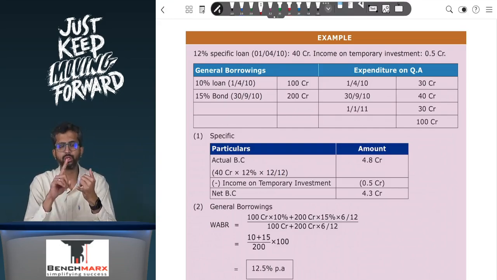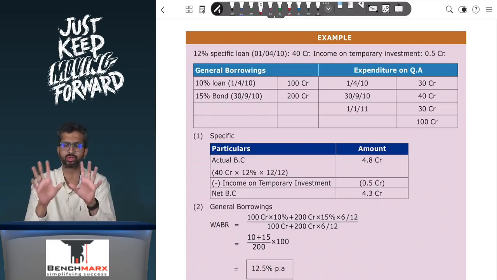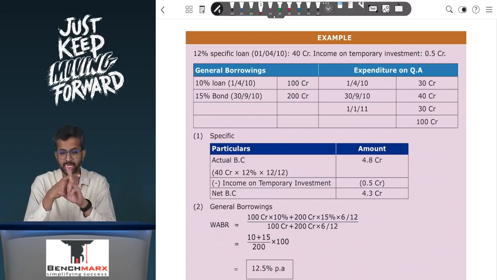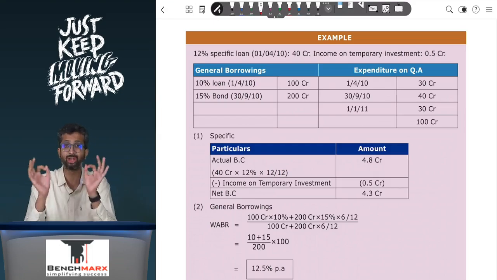First, you will look at borrowing cost from specific borrowings. That is your actual borrowing cost less income on temporary investment, if any. That amount has to be capitalized. Second, you will calculate the capitalization rate, also called a weighted average borrowing rate, as the actual interest in the numerator divided by the total borrowings in the denominator. If the borrowings are not there for the entire year, then you might have to apply some time weights. Calculate the capitalization rate on a per annum basis.